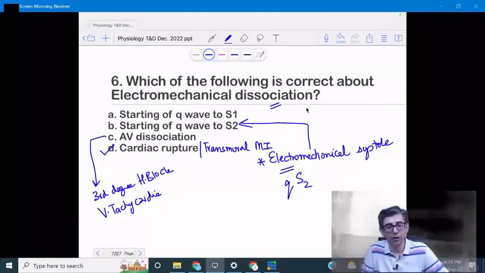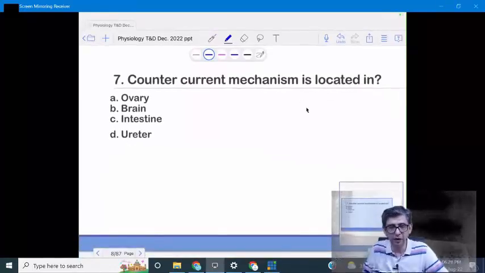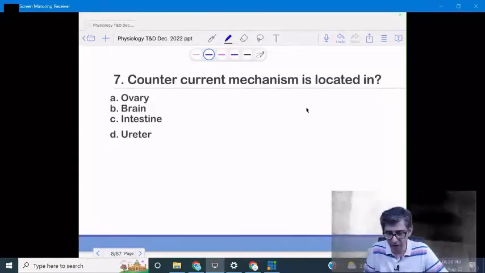Okay, we started with question number 6. We move to 7. Countercurrent mechanism would be located in which of the following areas? The options are ovary, brain, intestine, and the ureter. Let's wait for your answers.